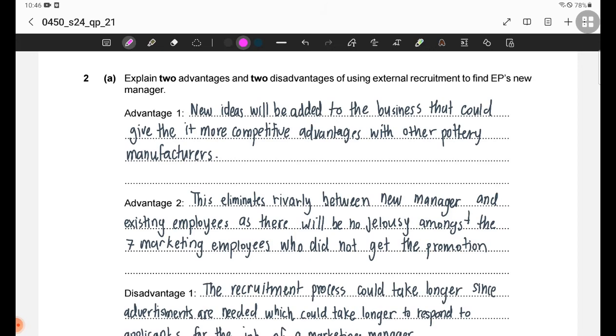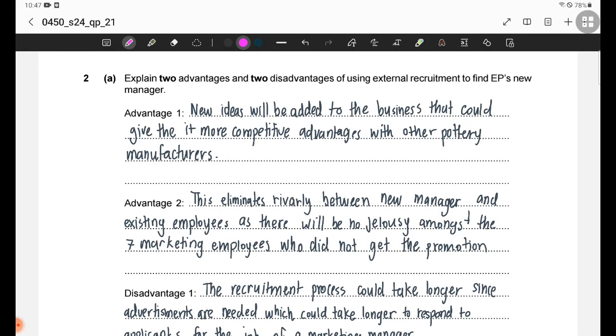So this is a very easy question, just like our part A for question 1. You can find this in your textbook. You just have to memorize these, I guess, but it's mostly common sense. So the first advantage is that, of course, you will have new ideas for the business, which will give more competitive advantages over other pottery manufacturers.